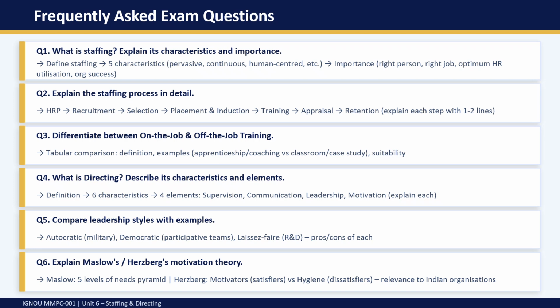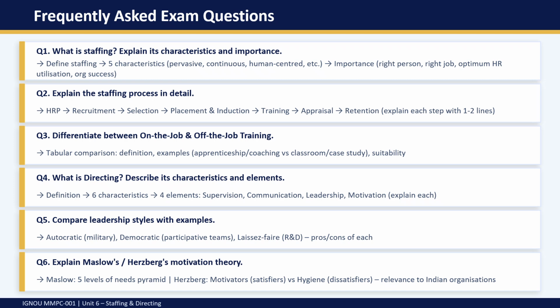Now, for your exam strategy, here are the six questions most likely to appear and how you should structure your answers. When asked to define staffing and explain its characteristics and importance, open with a crisp definition, list the five characteristics, and then elaborate on why staffing matters to organizational success. When asked to explain the staffing process, use the HRS PTAR framework and describe each of the seven steps clearly.